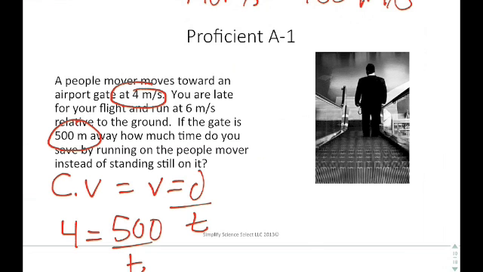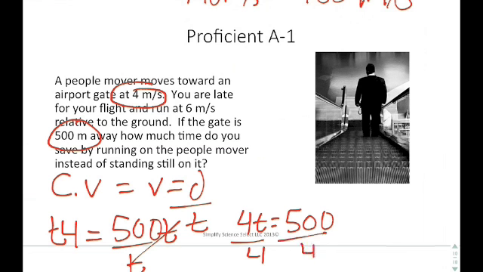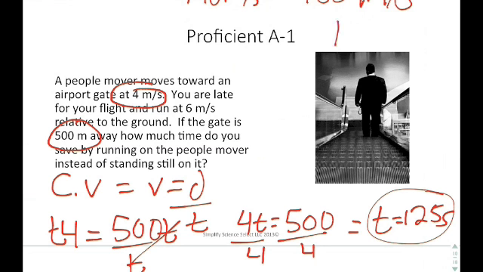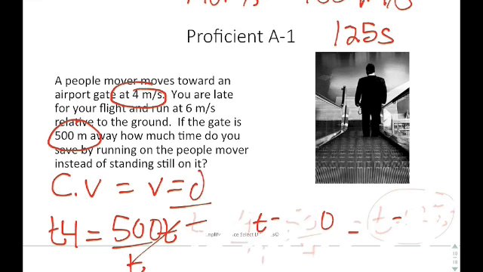You take this, and rearrange by multiplying both sides by t. When you do that, you get 4t equals 500. Divide both sides by 4, and you get a t of 500 divided by 4, which is 125 seconds. Now, that's the first part of this particular question. So if I don't run, it'll take me 125 seconds, or a little bit over 2 minutes, to get to the gate. So now let's do the exact same thing, but with a new velocity.